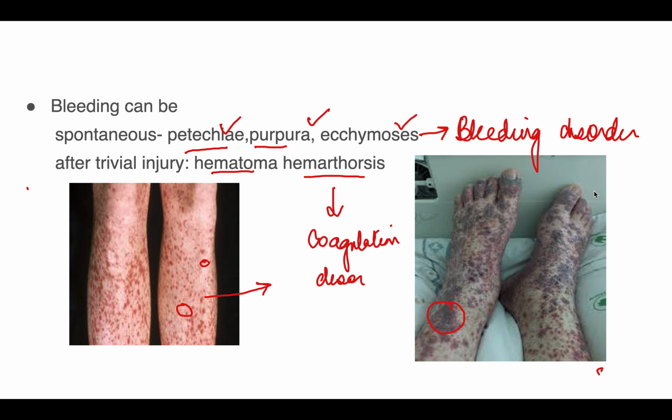So ITP is a type of bleeding disorder. It is a disorder of the platelets. So it leads to mostly petechiae, purpura and ecchymosis. But if we are talking about hemophilias, these are coagulation disorders. Here you will find hematoma, hemarthrosis.